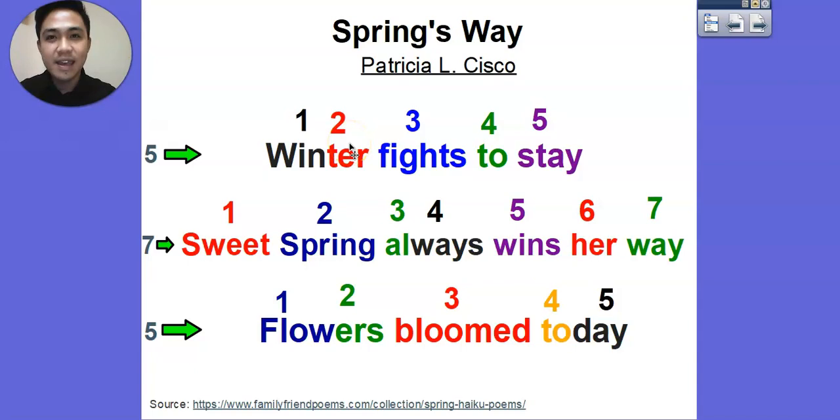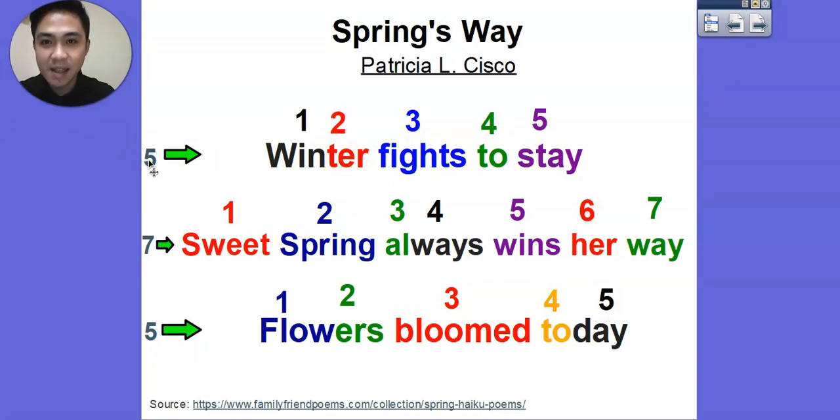We say that a haiku has only 3 lines. Yes, look at this. The first line, second line, and the third line. Now, the first line has 5 syllables. Let's count. Winter, 1, 2, 3, 4, 5. Correct. So, this is the first line. It must have 5 syllables.